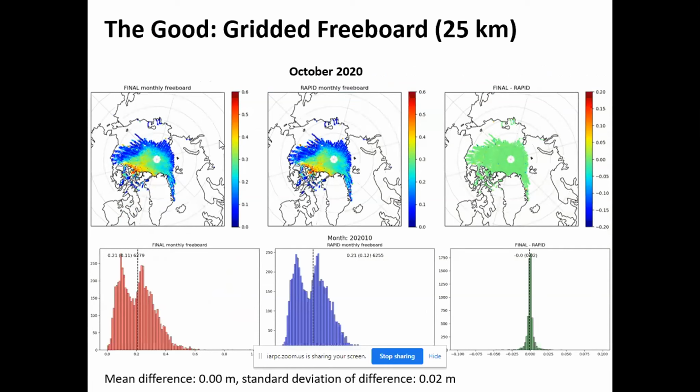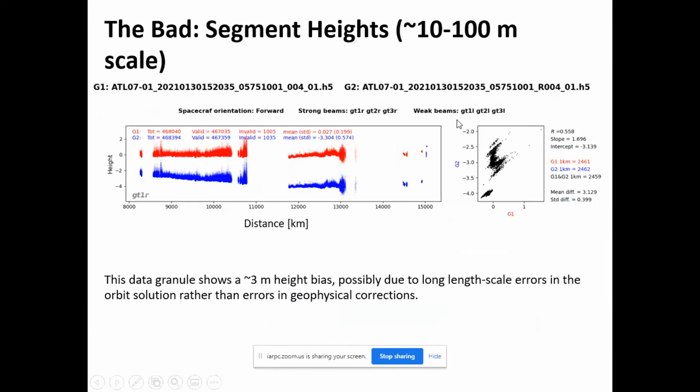So jumping in, how good are the rapid products? We did an analysis of these. This is from October 2020, and this is just a 25-kilometer scale grid of the final and rapid products. Here are the grids, the difference, and then histograms of those. This looks really, really good. We're seeing very little difference between the final freeboards and the rapids. Really no mean difference, a 2 centimeter standard deviation of difference. And if you look at the map, just a few grid cells are anomalous here.